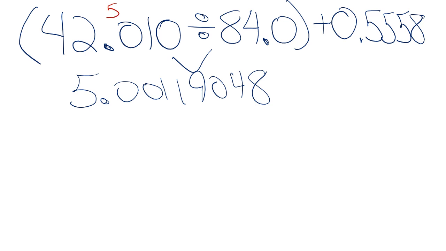42.010, zeros at the end are significant if there's a decimal, zeros in between non-zeros are significant. 84.0, zeros at the end of the number, 84.0 has 3, 42.010 has 5. So if you're asked just that, your final answer would have 3 significant figures. Final answer would be 5.00.